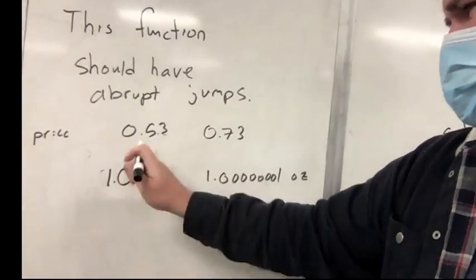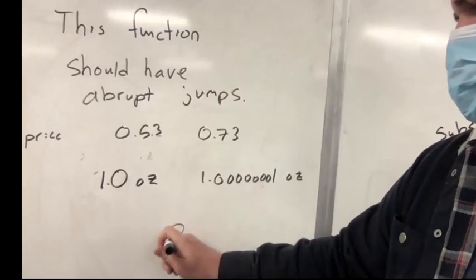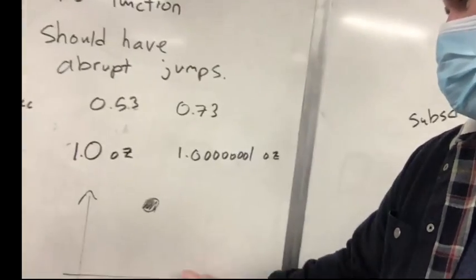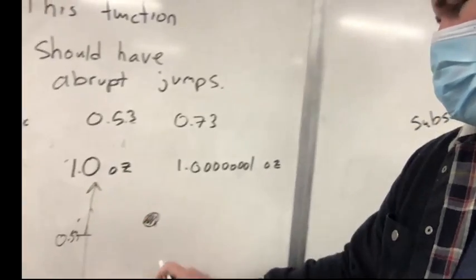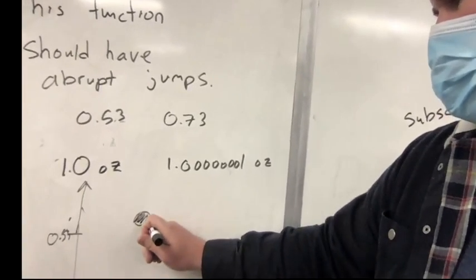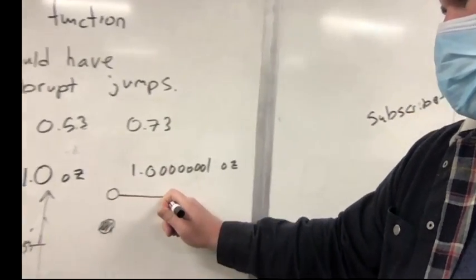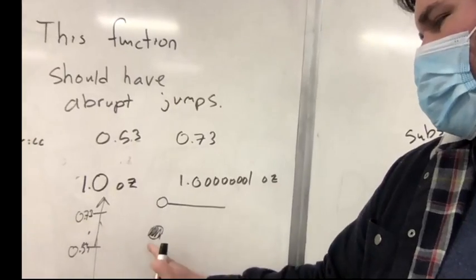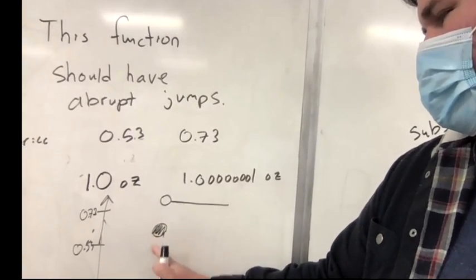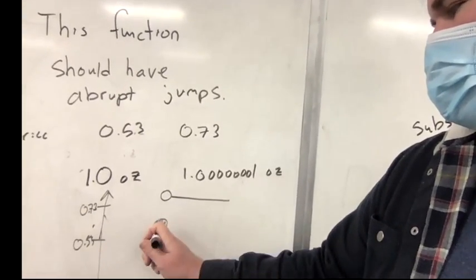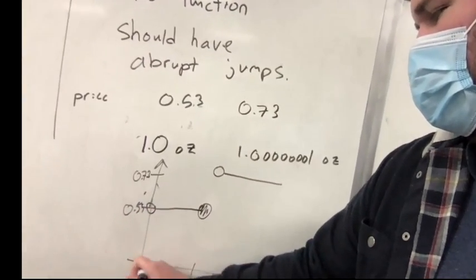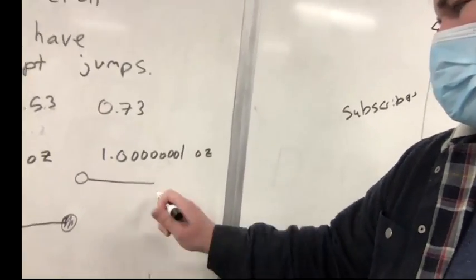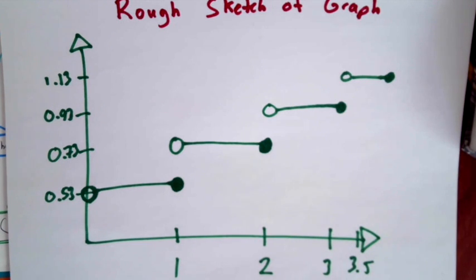So our graph should have a behavior where at 1.0, this should be equal to 0.53. And as soon as I get above 1.0 at all, it should jump to 0.73. Now, what happens if I'm just slightly below 1.0? I'm thinking my graph should look like this. Yes, this is a piecewise function. This is a rough sketch of our graph that could work.